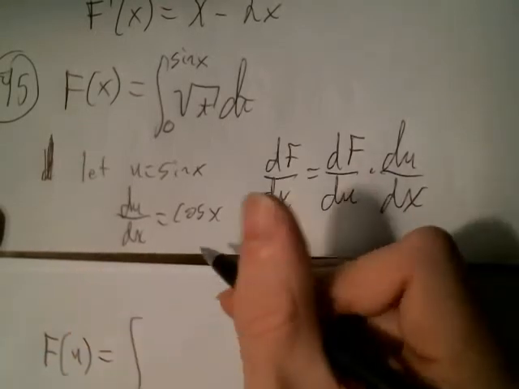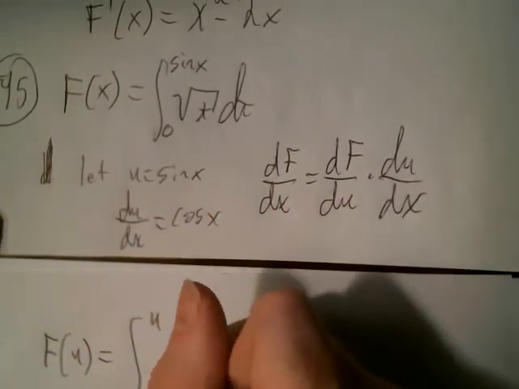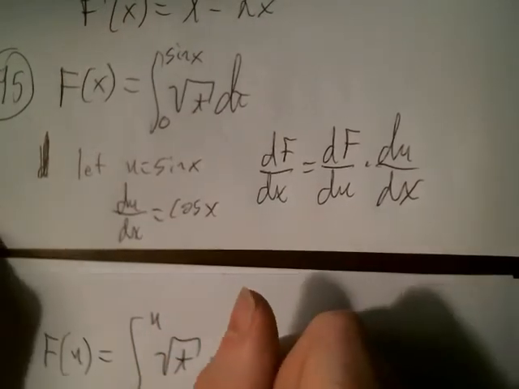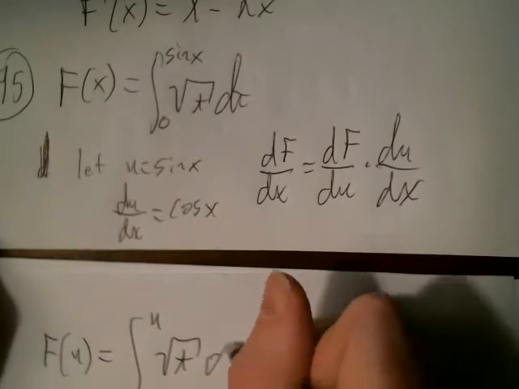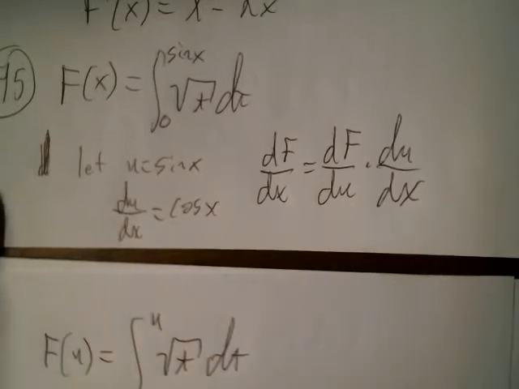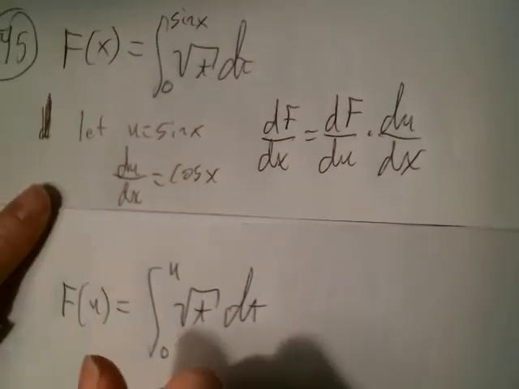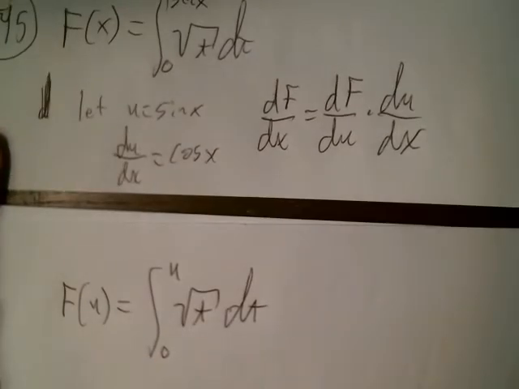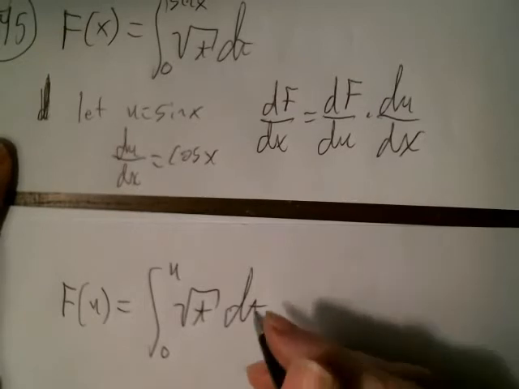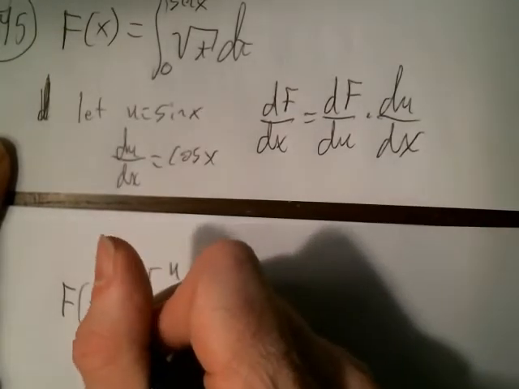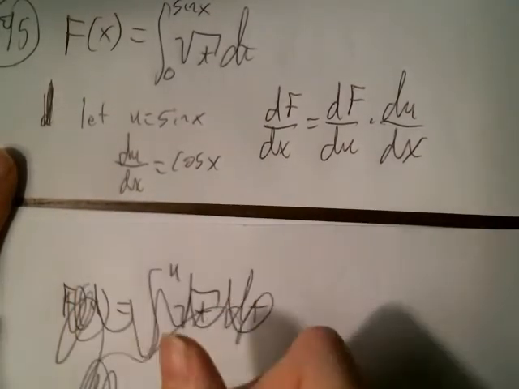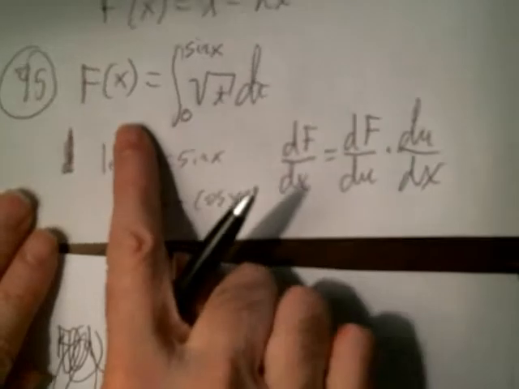equals the integral from 0 to u of the square root of t times dt, and then to find the derivative of this thing, the derivative of f with respect to x. So now it's a u of x. Let me clear this out. Sorry. So what are we doing? I want to find the derivative of this thing.